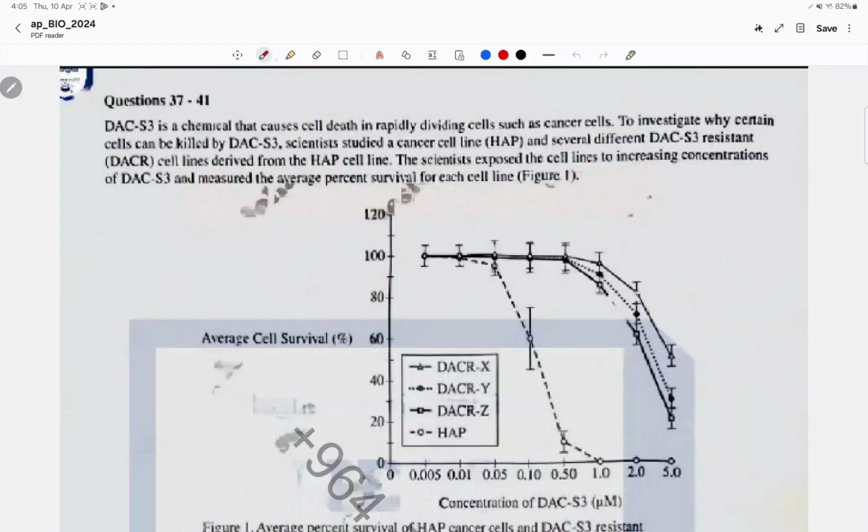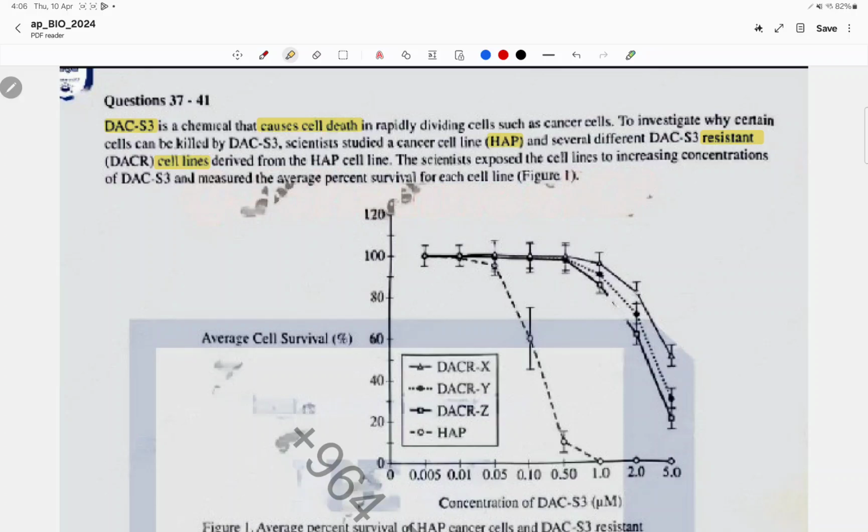Okay, so here we have a chemical with the name DACS3, which causes cell death in rapidly dividing cells like cancer. To investigate why certain cells can be killed by DACS3, scientists studied a cancer cell line called HAP and several different DACS3 resistant cell lines derived from the HAP cell line. The scientists exposed the cell lines to increasing concentrations of DACS3 and measured the average percent survival of each cancer cell line.